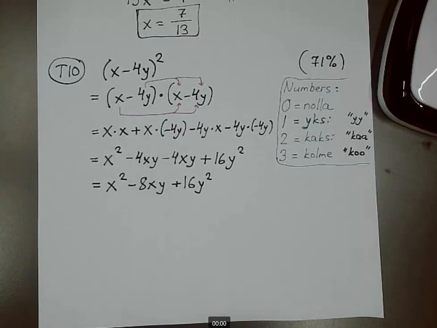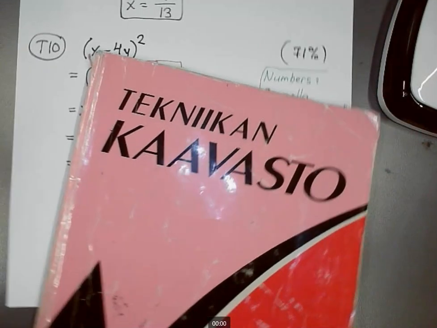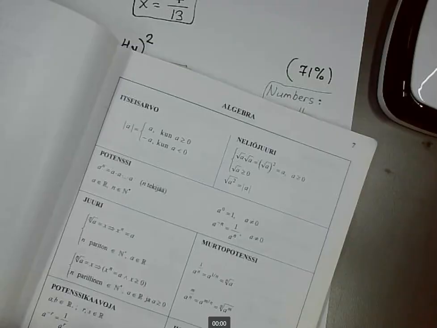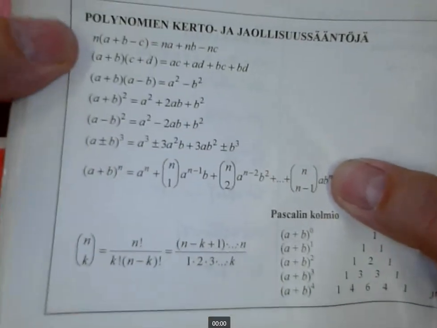But as was said in the chat box, there is also a formula for this kind of expression. I don't know if I have my formula book with me. I think I have forgotten to take it. Yes, I have it here. This is my formula book, but you probably have some kind of book of your own. And here I will show the rule which is very useful in this situation.